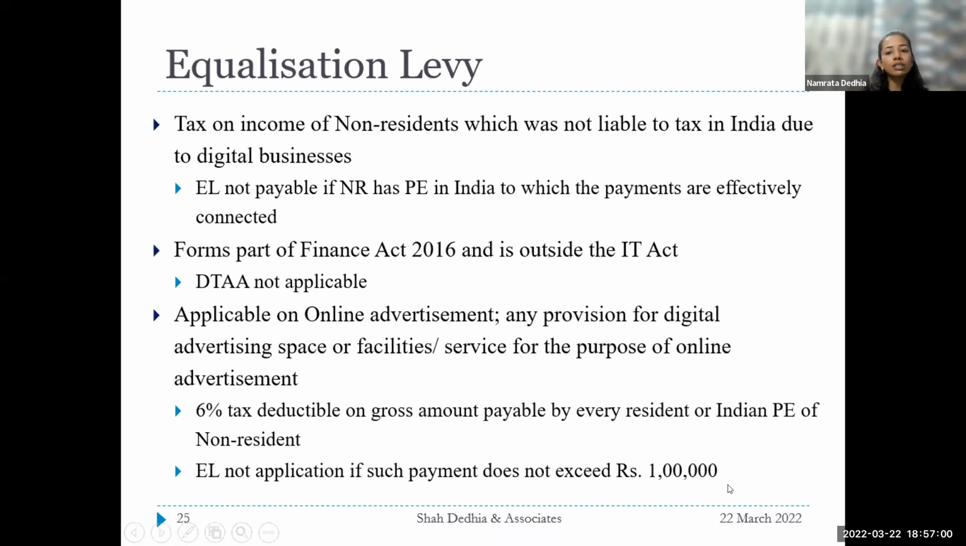The mode of discharge of equalization levy is largely similar to TDS, just that this is a provision created by Finance Act 2016, but kept outside the Income Tax Act, with the intention that if it is outside the Income Tax Act, it will not be negated by the DTAA. Because otherwise, for everything that is introduced in the Act, if a parallel provision doesn't exist in the DTAA, then it doesn't become taxable under the DTAA, and therefore the purpose of that amendment is lost. So equalization levy was purposely kept outside the Act.